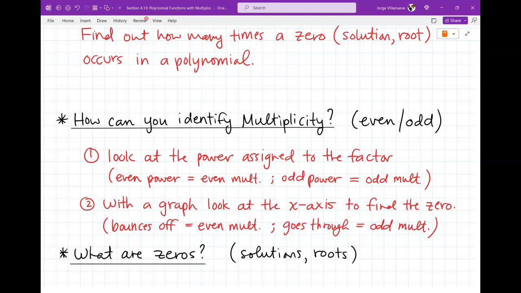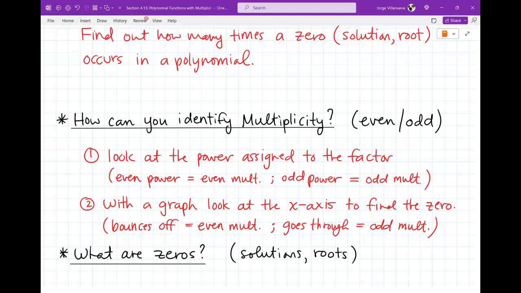There are 2 ways. One of them, they're going to give you an equation, and the equation is going to be factored out for you. And all you have to do is look at the factors and ask yourself, okay, does this factor have a power? And if it does, is it an even power or an odd power? Because if it's an even power, then we say it has even multiplicity. If it has odd power, then we say it has odd multiplicity.